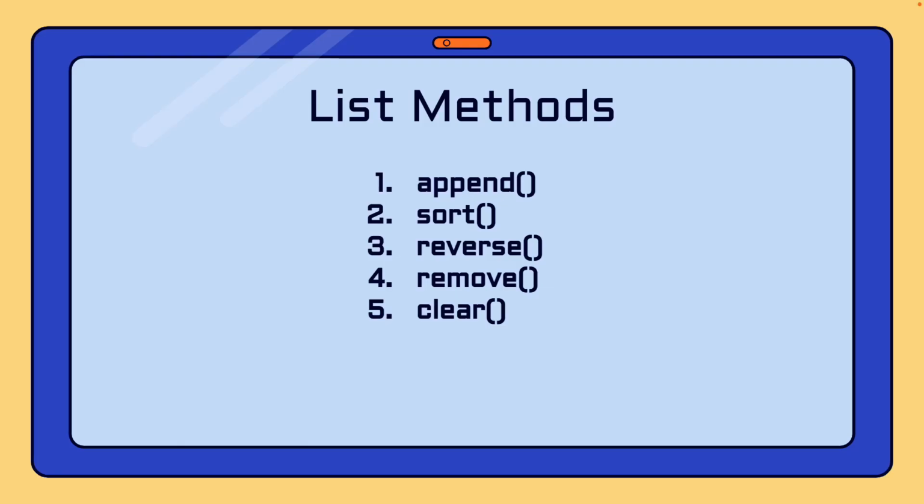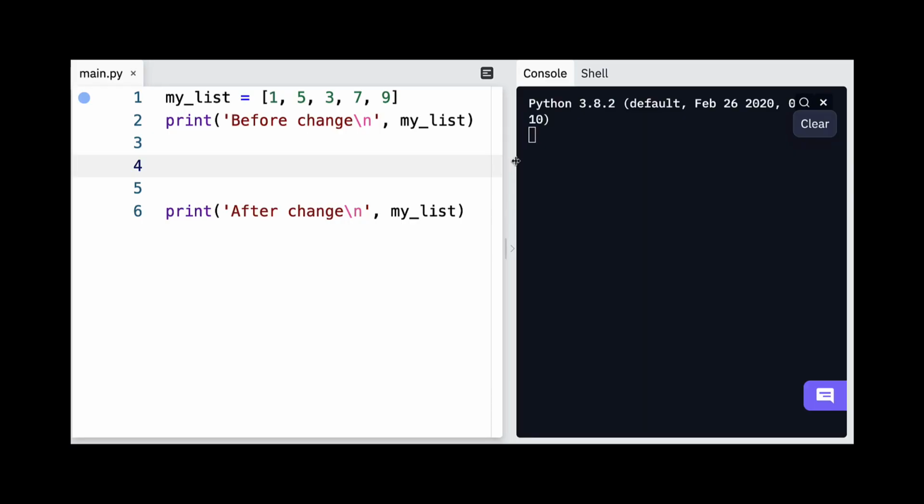All right, so now we're going to move on to list methods. We'll see some methods that will allow us to manipulate the data inside lists. The methods we'll go over are append, sort, reverse, remove, and clear. Most of these are pretty self-explanatory, but we'll see them in action in a second. All right, guys, so now we're going to take a look at some list methods and see how they can allow us to manipulate lists.